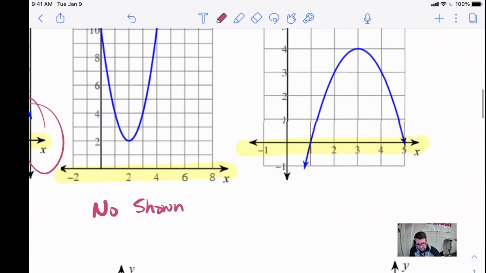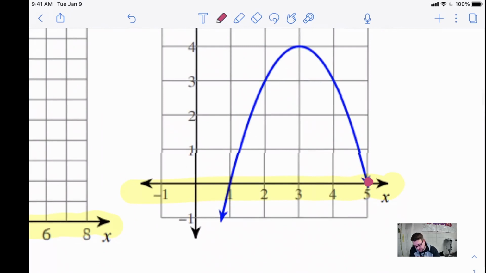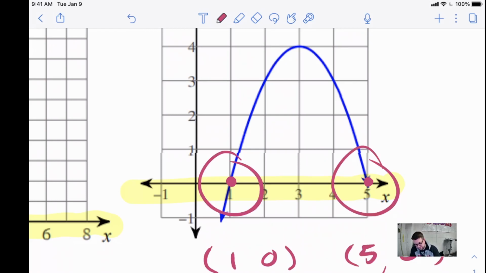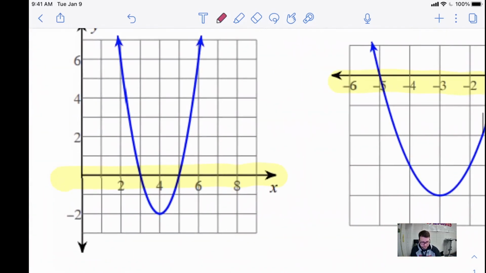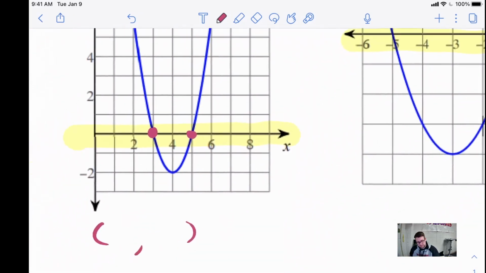Here's your next one. This one looks like we can see it cross twice. Once here, once here. So we're going to list out our points. Remember, 0 goes in that second slot. This is a +1 for this one, and this is a +5. Not bad. Here's another one. Looks like we can see it cross twice. Once here, once here. So we need 2 ordered pairs then.